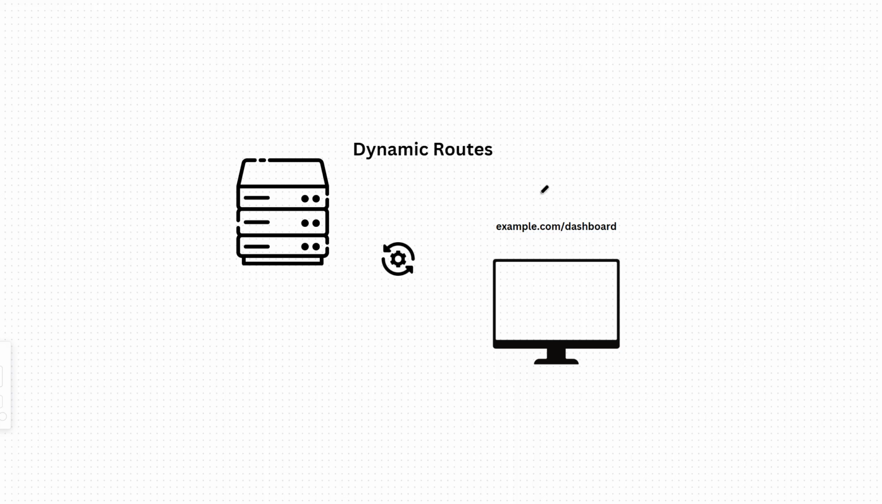Alright, so in terms of routing within Next.js, there are two types of routes: dynamic routes and static routes. How dynamic routes work is, if you make a request, for example, if you visit a web page called example.com/dashboard, your browser will send a request to the server. The server will receive the request, build the web page, and then send it back to the client. In this case, it's the browser. Alright, so that's pretty simple.